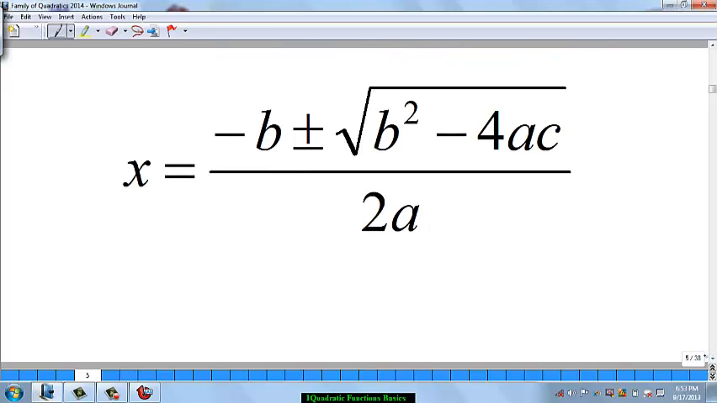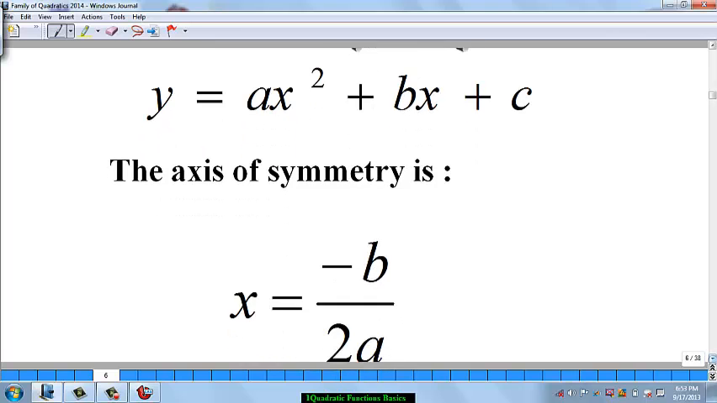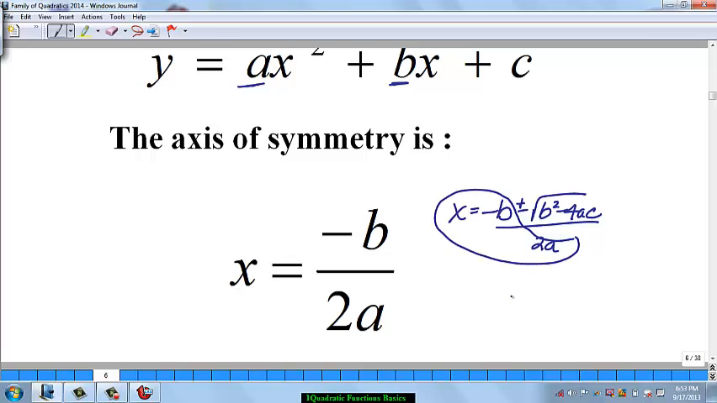The a, b's, and c's in this formula are all based on the equation. Here's the axis of symmetry. The axis of symmetry is x equals negative b over 2a. That's how you find the axis of symmetry. If you were to look at the formula, x equals negative b plus or minus the square root of b squared minus 4ac all over 2a, if you were to circle just the front of this before you get to the plus minus, you would have your axis of symmetry. So it's not necessary that you memorize this because it's part of your formula.